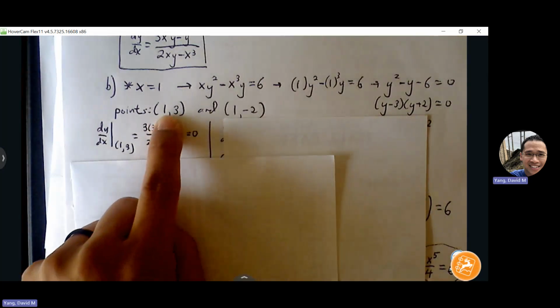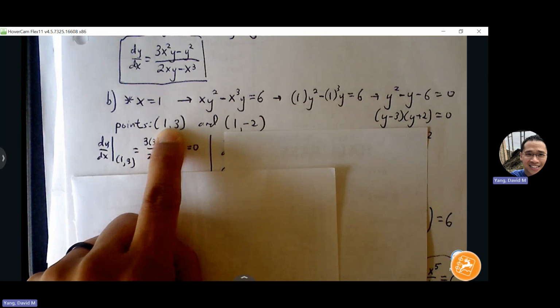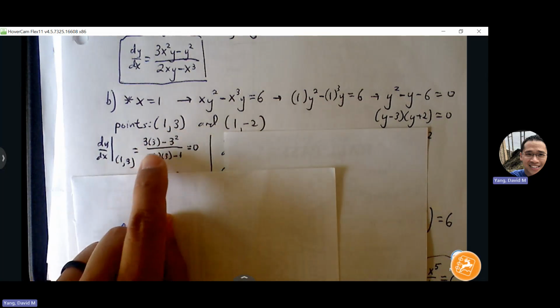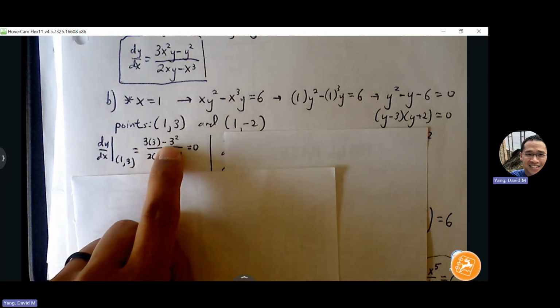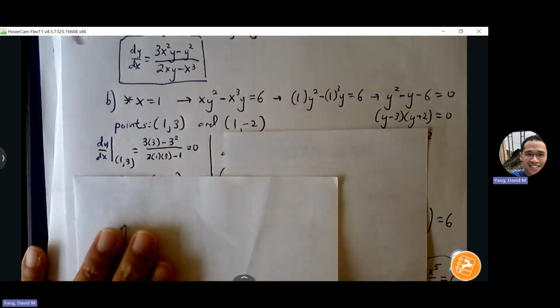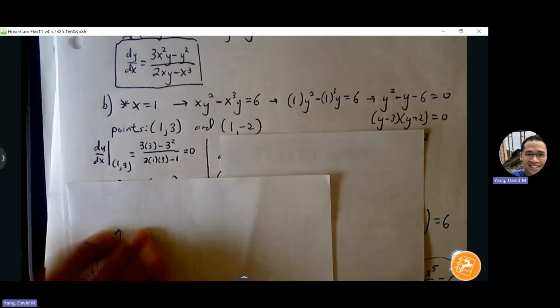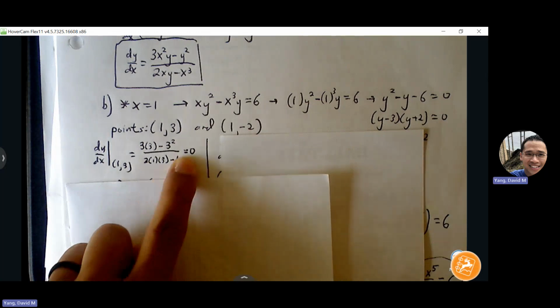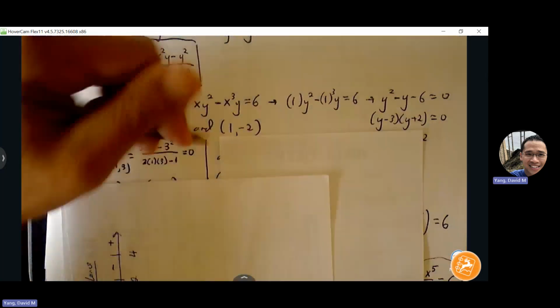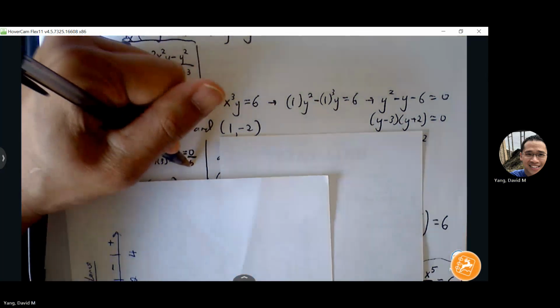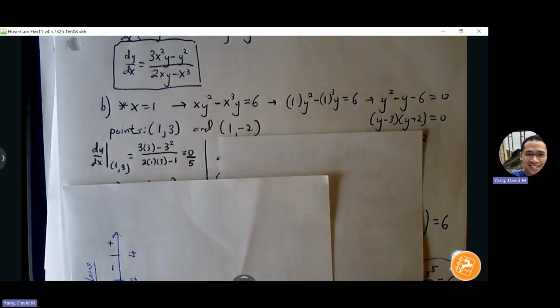Okay, so I replaced all the x's with 1s, replaced all the y's with 3s, and I got 9 minus 9 over, in this case, 5. So 0 over 5 is still going to be a 0, right? We know that's a real number. So the slope is 0.